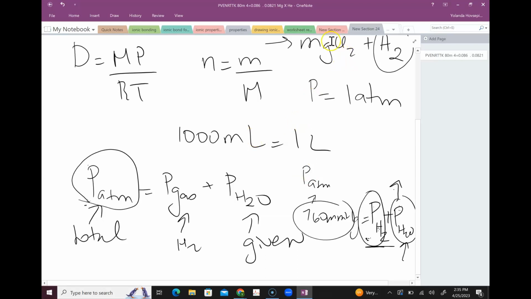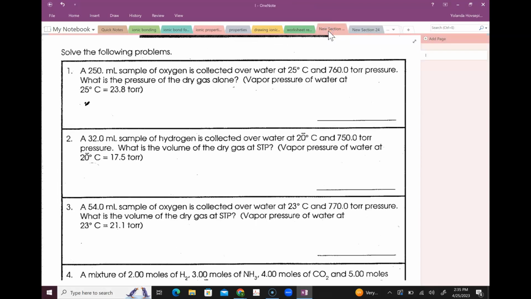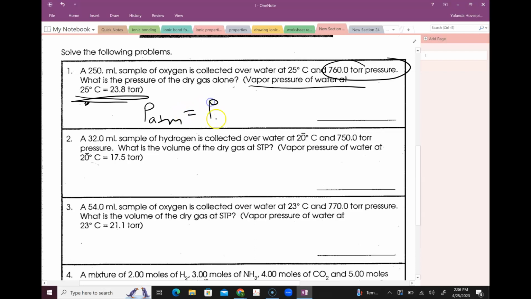Now, Dalton's law and the partial pressure of gases collected over water. So we're going to do just some sample problems of what is going on here. Look at number 1. It says a 250 milliliter sample of oxygen gas is collected over water at 25 degrees Celsius and 760 torr pressure. What is the pressure of the dry gas alone? The vapor pressure of water at 25 degrees is right here, this is the given. This is always going to be given. So when we're dealing with the total pressure, that's this, right? And then we're looking for the partial pressure of oxygen gas plus the partial pressure of water.